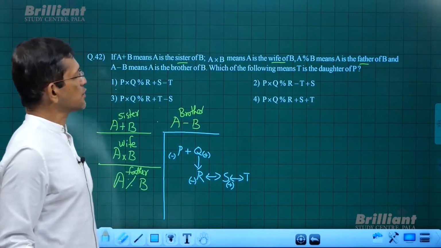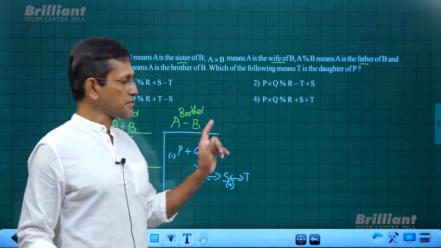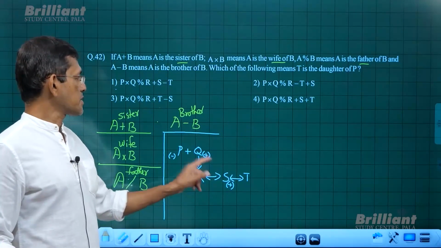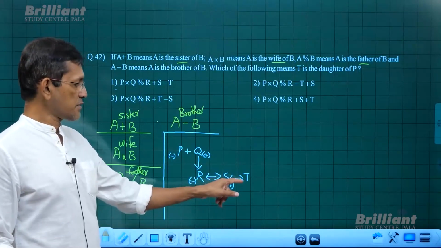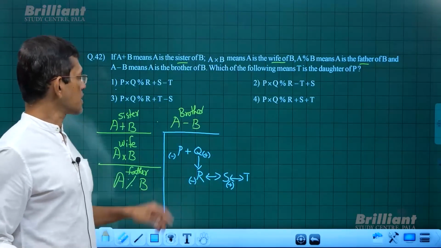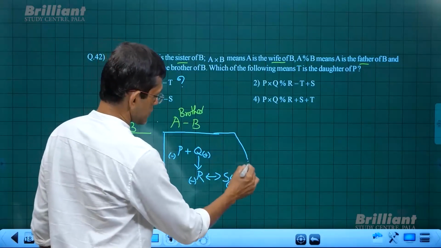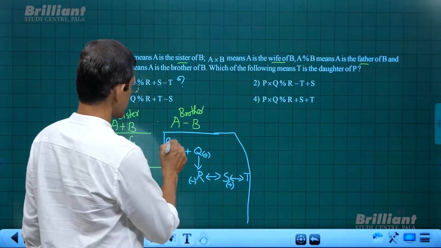And what is the question? Which of the following means T is the daughter of P? Well, in this case, can we say that T is the daughter of P? We have no idea what the gender of T is. So we are not sure about it. Question mark. So this is answer choice 1.